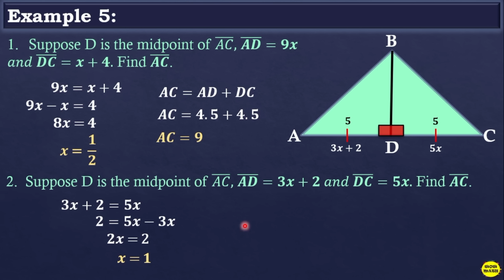So, now, para makuha natin ang pinapahanap ay AC. Para makuha natin yun, i-add natin si AD at si DC. So, we have 5 plus 5, your AC is equal to 10.